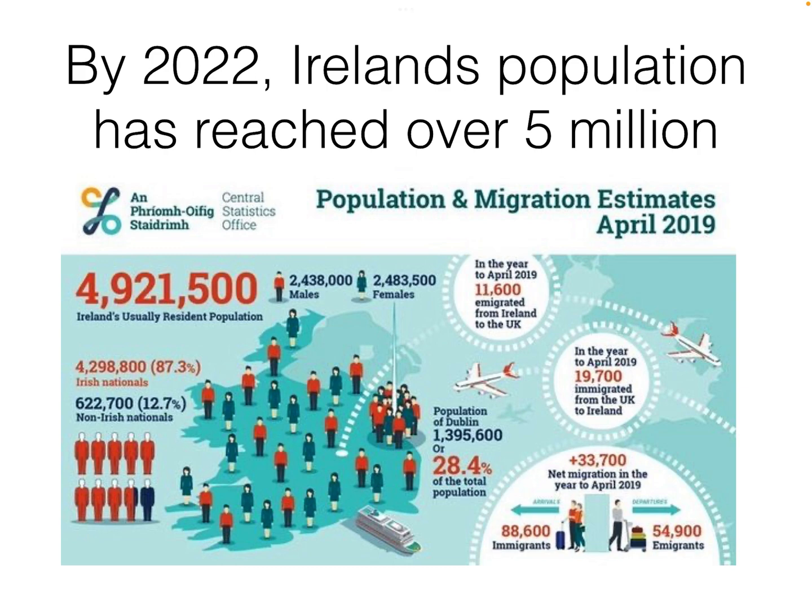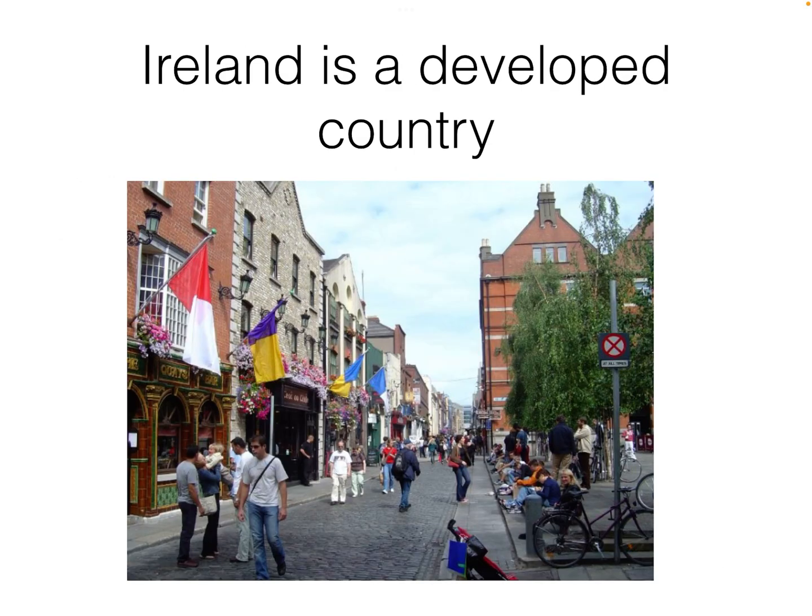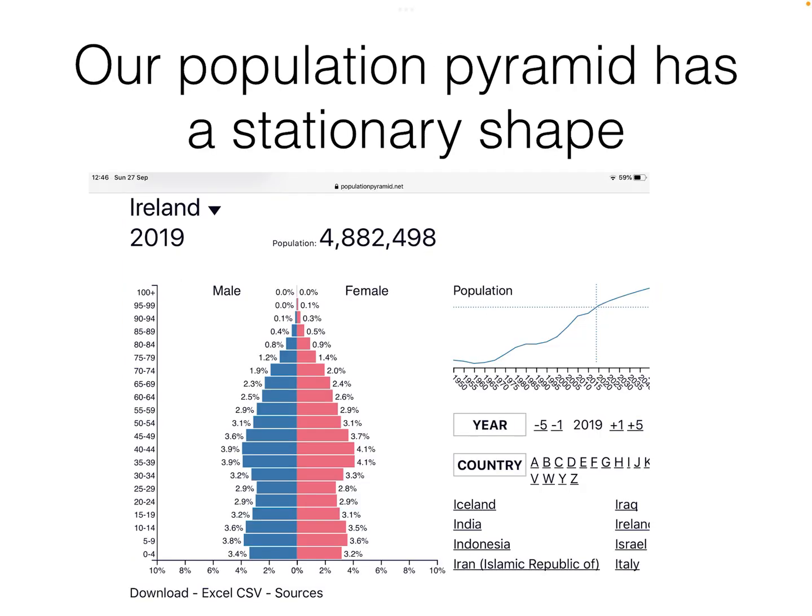In 2022, our population has just reached over 5 million people. Our population is still growing. We're a developed country. At the moment, we're a bit worried because of the cost of inflation and cost of living. It's expensive now to have children. So people are maybe thinking twice now about having children. So that could affect our population growth in the coming years. But we are still growing slowly.